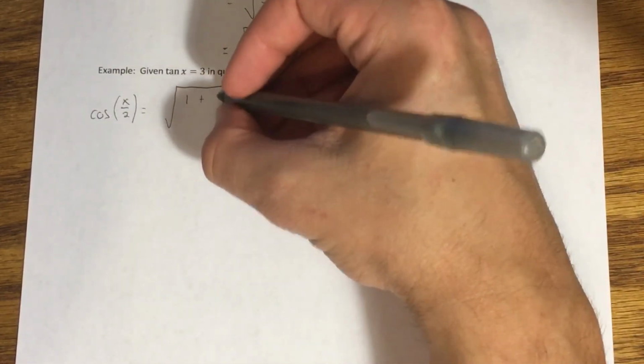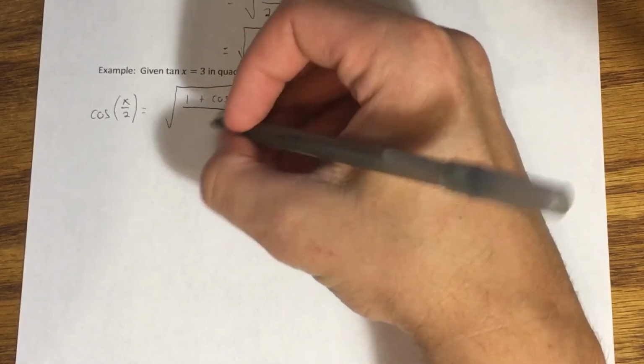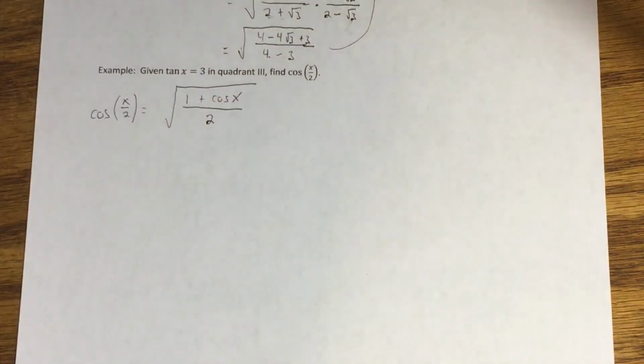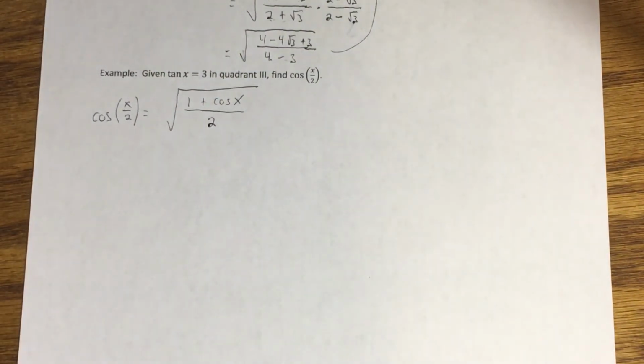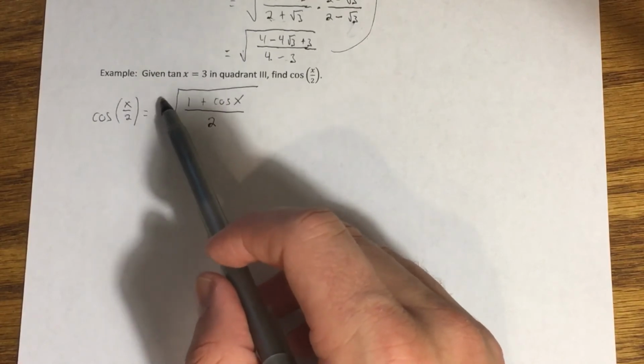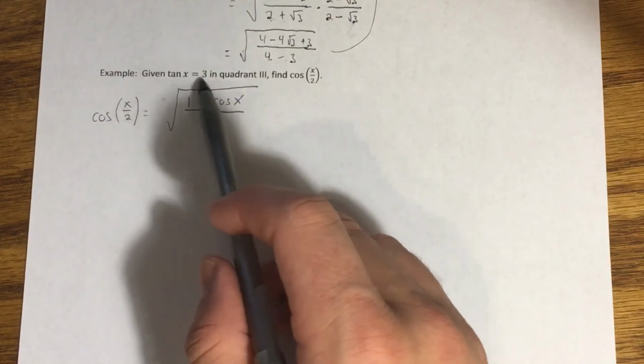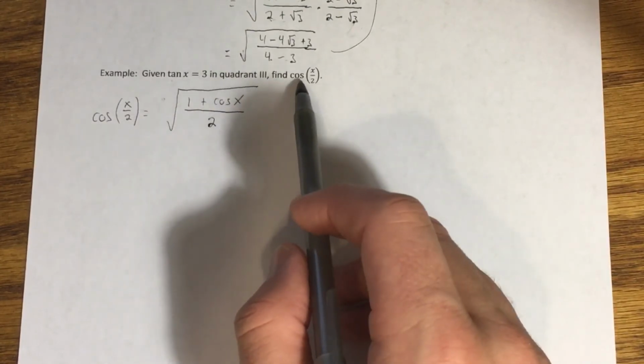1 plus cosine of x over 2. That's just using our half-angle identity directly. And like I said, we're going to wait for a second before we decide whether this should be positive or negative. Let's now see if we can determine anything useful about our x here.